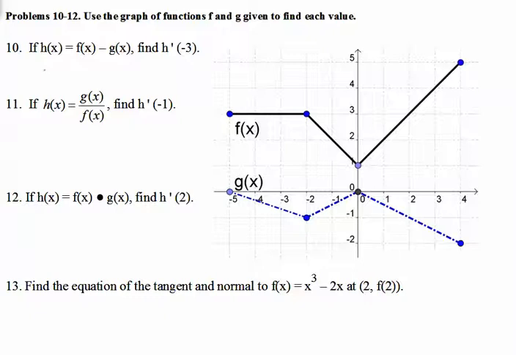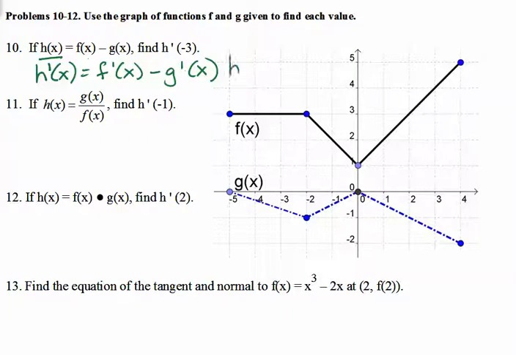So if h of x is defined to be the difference of f of x and g of x, how can we find the derivative? Well, this is just our difference rule. The derivative of a sum is the sum of the derivatives. The derivative of a difference is the difference of the derivatives. So to find h prime of 3, we ask what is f prime of 3, and subtract g prime of 3.